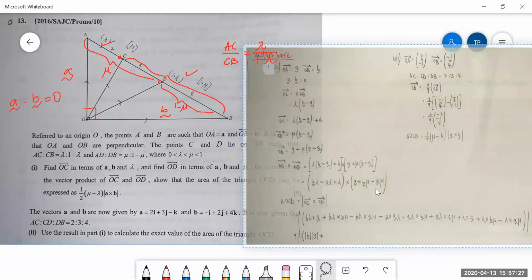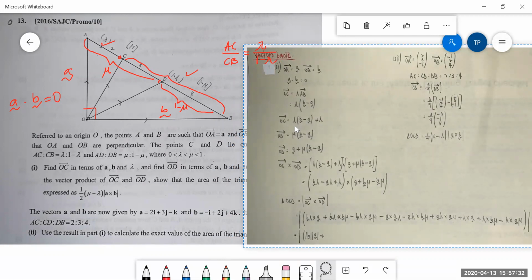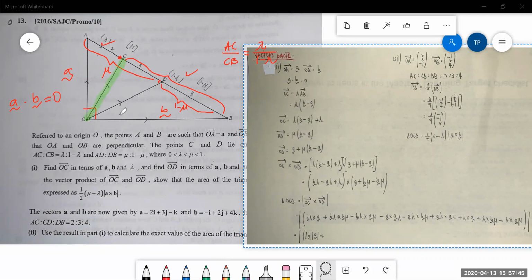OC will be equal to lambda, and where's that? OC, which is here, will be equal to lambda times (b minus a). Why b minus a? To get OC, then I took O. Do you use ratio theorem? Not really.